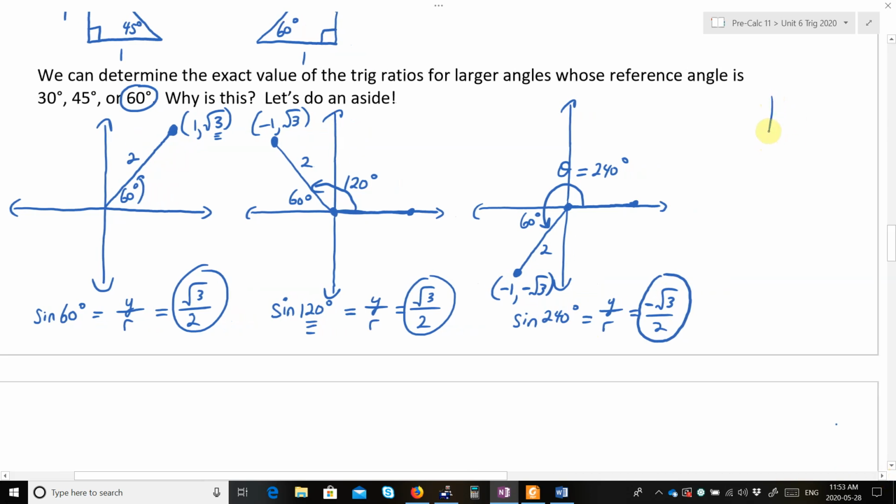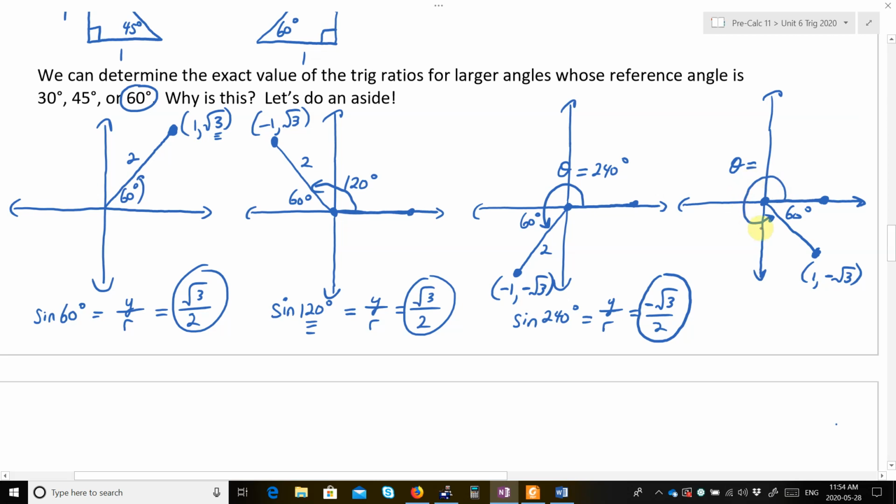And we will finish off with quadrant 4. Let me give myself a little bit more space there. Okay, so the angle is like that. The reference angle is 60. It's kind of like I'm taking the 1, root 3 and just flipping it down. So it's still 1 in the x direction, but it's negative root 3 in the y direction.